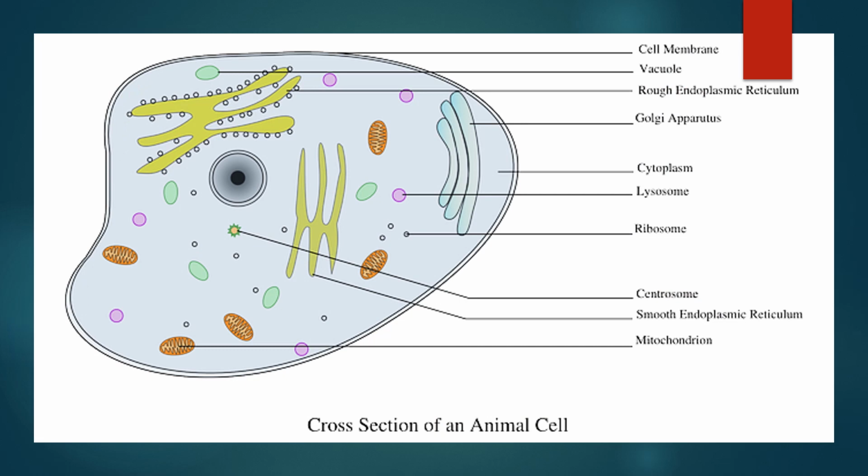You need to know how to label a basic cross-section of a cell. You need to know the function of a cell membrane, the vacuole, endoplasmic reticulum, Golgi apparatus, cytoplasm, lysosomes, ribosomes, centromeres, smooth endoplasmic reticulum, and mitochondria.